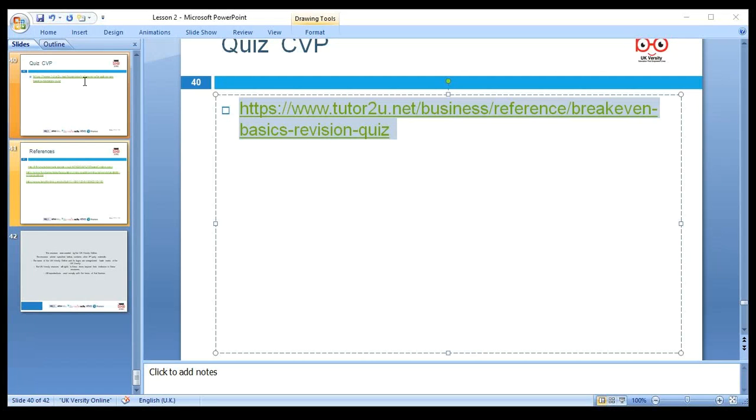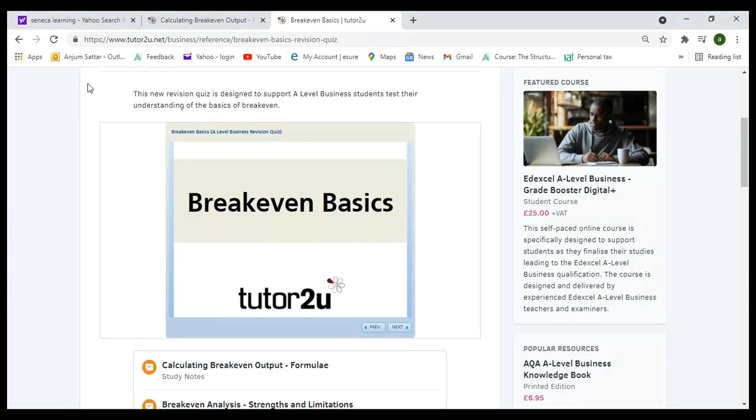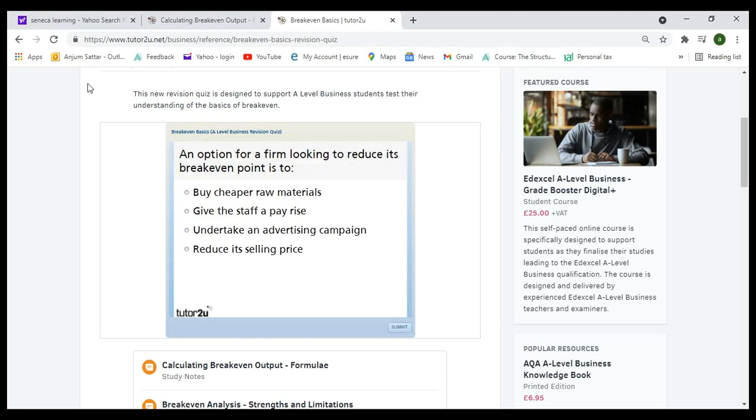So what we need to do, copy this link, please. Before the next lesson, please play the quiz. So this is the quiz you can do. You will see here, you can say resume and you can say break even. So what is a break even? Break even output can be calculated by dividing fixed cost by contribution per unit sold. So you can think about whether it is right or wrong. You have to select it and you will see whether it is correct or not, and at the end it will show you all the answers. And you can review it, please.